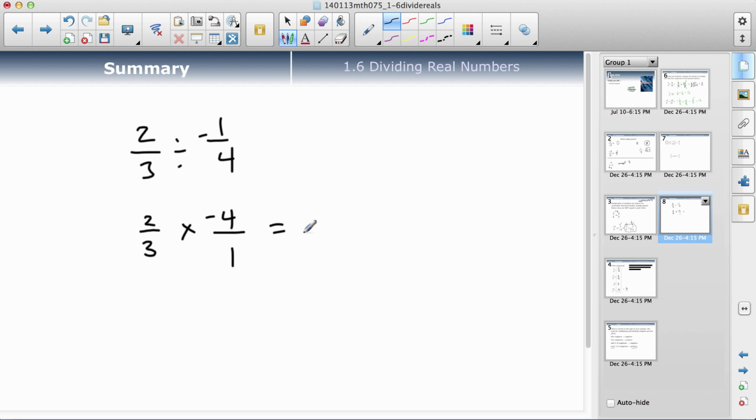And then to simplify this, or to actually multiply the 2 fractions now, I only have one negative sign, so I know my answer in the end is going to be negative. 2 times 4 is 8, 3 times 1 is 3. So there would be my final answer. Okay, hopefully that helps out. Practice some in your book.